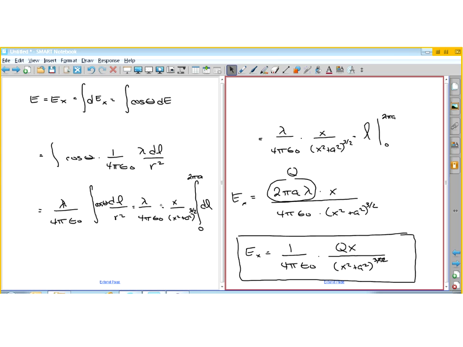Because it's a constant, we can bring that outside. We didn't have to do that inside the integral. They're constants. So the only thing we had to integrate was dl. If you integrate dl, you get L, and we go from the beginning of the circle to the end of the circle. 2 pi a is the circumference. We plug that in for L. You get 2 pi a times lambda times x over all this stuff. You rearrange them and rewrite 2 pi a lambda as the total charge on the ring.